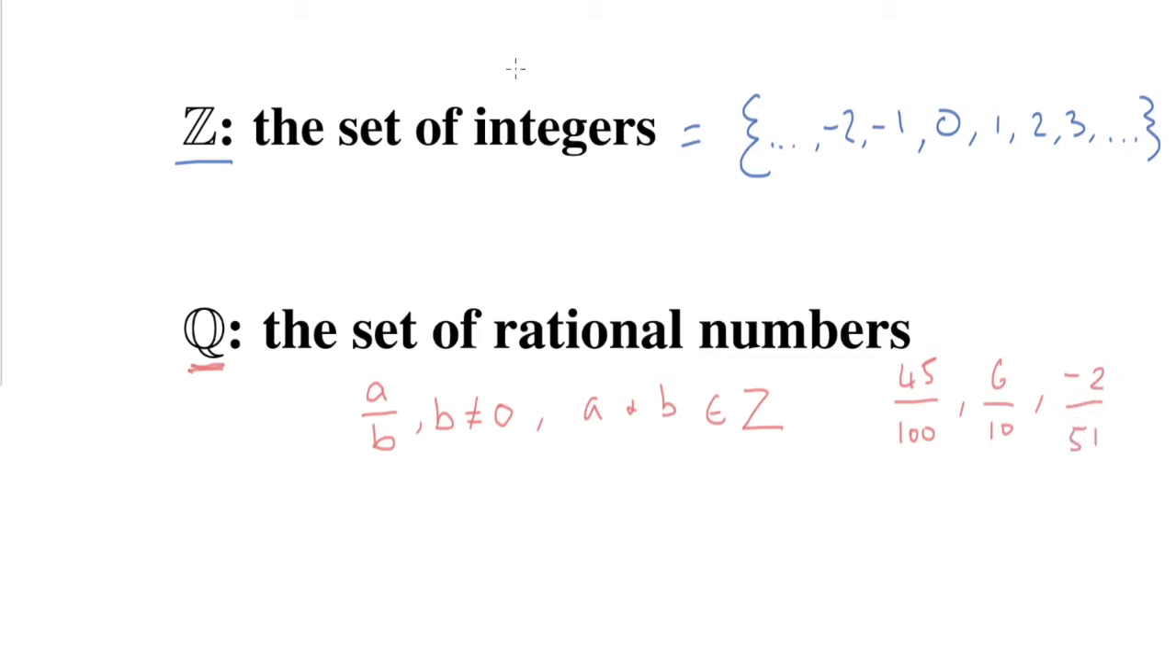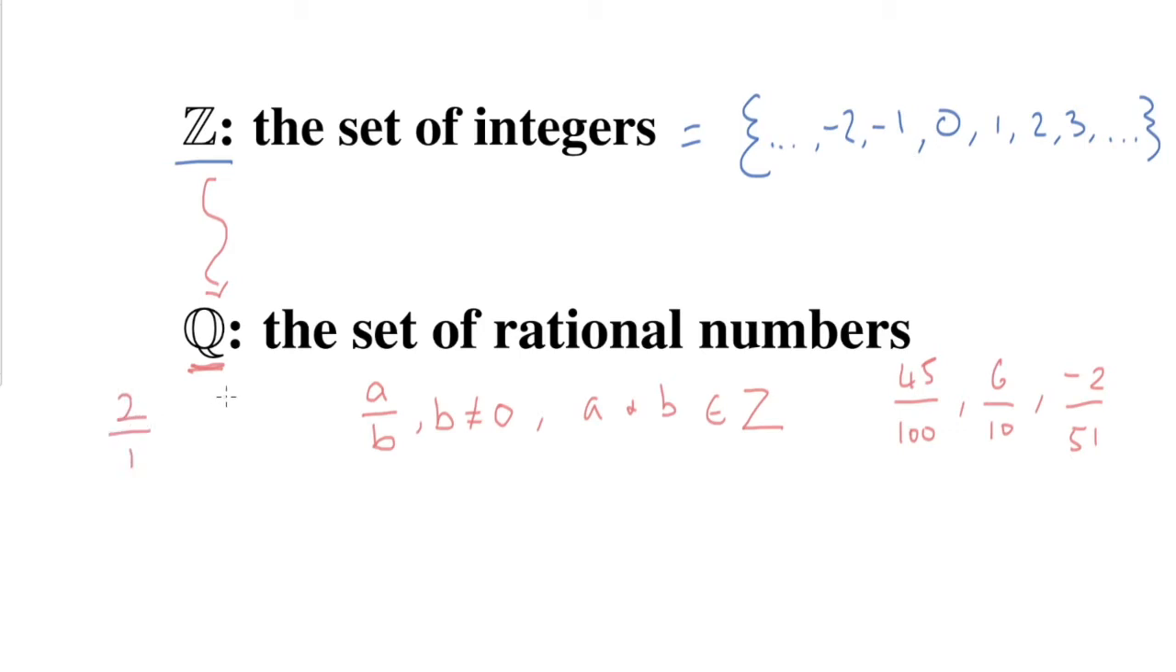Now, one thing you'll notice is that all integers are also rational numbers. And let's try and see why this is. So 2 is an integer, but 2 is also a rational number because we can express it as 2 over 1, right?